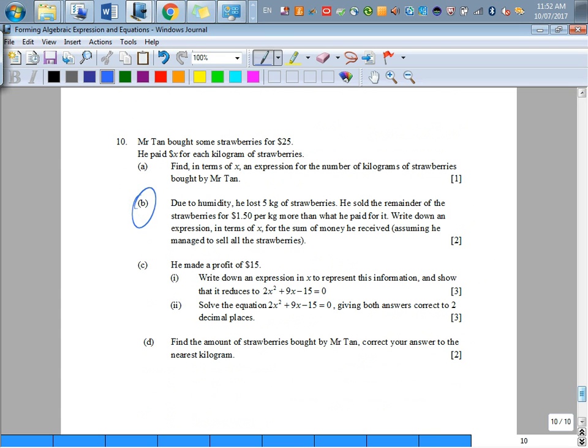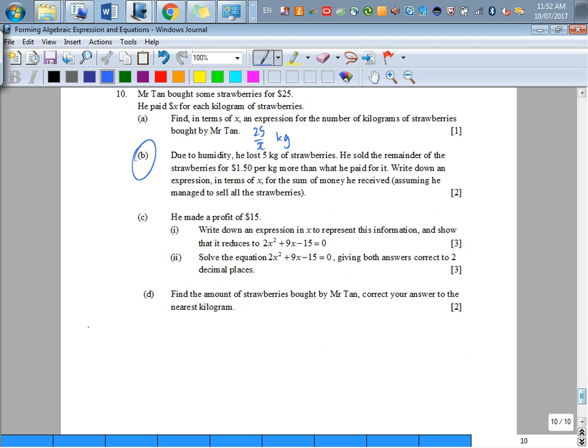Okay, let me write down answer for part A first. He bought 25 over X kilograms. Money received equals to number of kilogram times cost per kilogram.